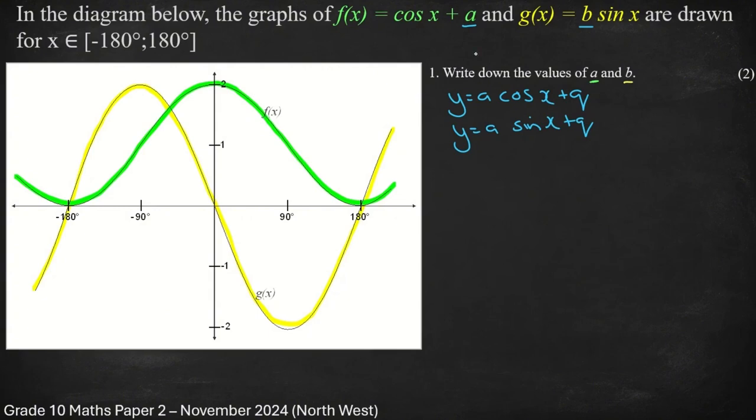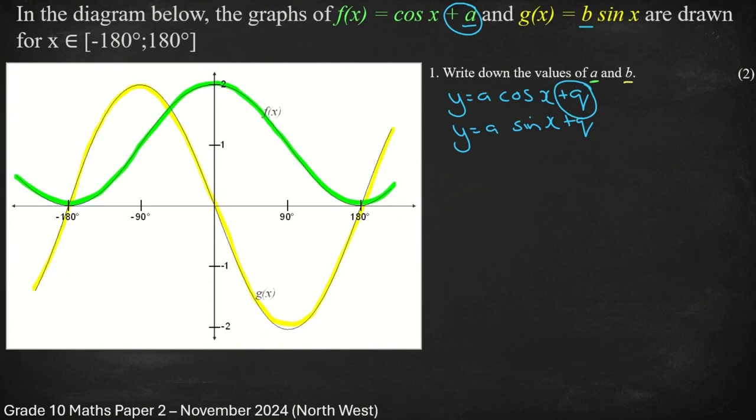The letters in this question, the a and the b, are different than the ones that you are used to. But don't let it confuse you. Rather look where the letter appears in the equation, because that will tell us what it does to the graph. So let us start with f of x is equal to cos x plus a. This a is added after cos x. It is doing the same job as q did in the previous videos. It moves the whole graph up or down.